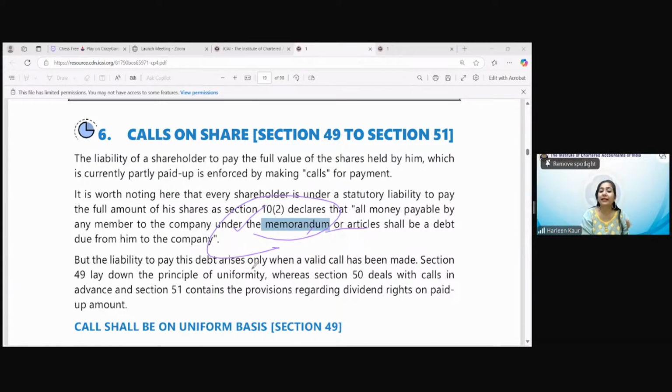So here your liability to pay this arises when the valid call is made. So whenever the call is made, at that time it is your liability that you have to pay the share price. Section 49 talks about the uniformity. Section 50 tells you calls in advance.